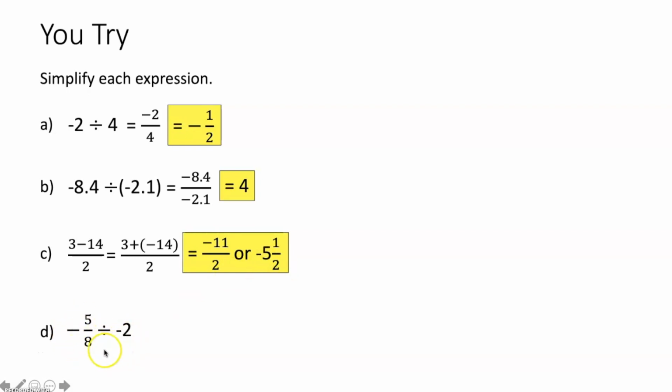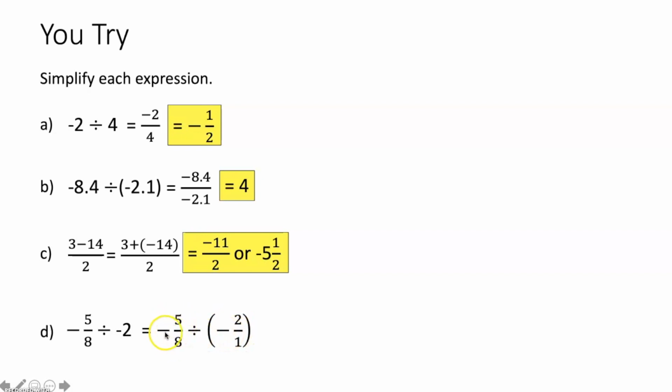So anytime you're dividing two numbers that have the same sign, you know your quotient, your answer, is going to be positive. But how am I supposed to divide negative 5/8 and negative 2? Well, it would be helpful if you rewrote negative 2 as a fraction also. So negative 2 is the same as negative 2 over 1. Now you see you're dividing by a fraction. So in order to divide by a fraction, you need to change that to multiplying by its reciprocal.